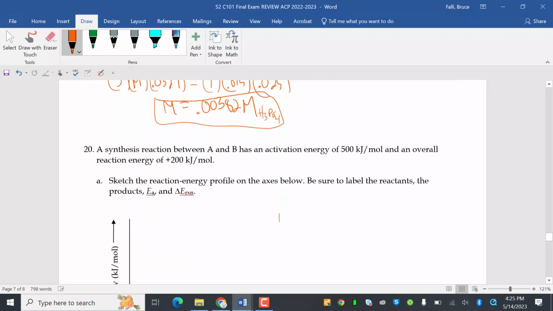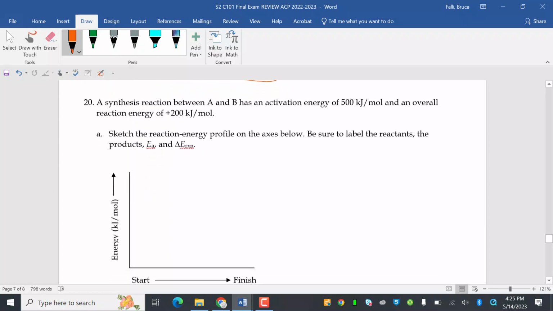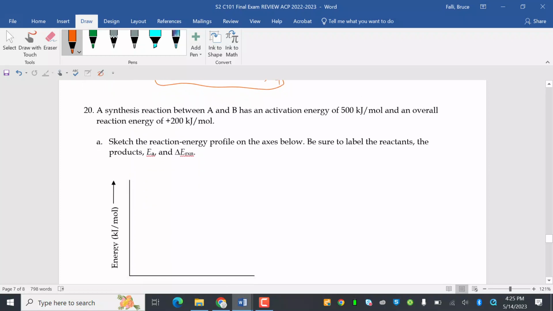A synthesis reaction between A and B has an activation energy of 500 and an overall reaction energy of 200. Sketch a reaction energy profile on the axes below. Be sure to label the reactants and products. Okay, so overall reaction energy is plus 200. This means endo. So endothermic reactions, remember, have to end up higher. So I'm going to start right there and go, woo!